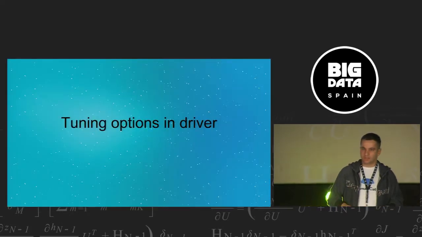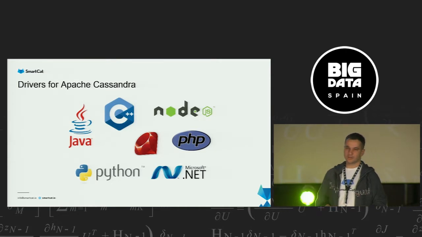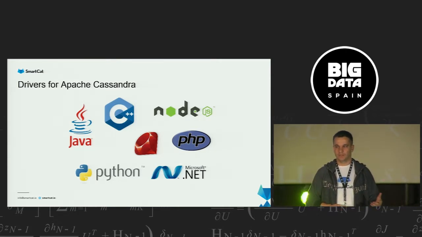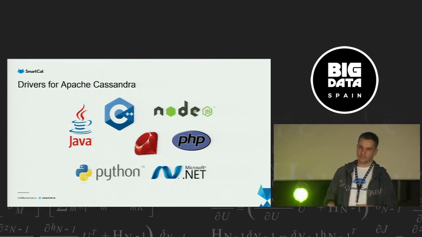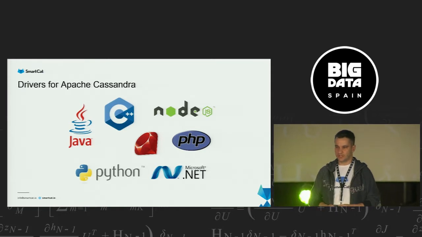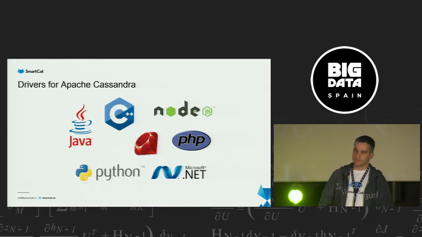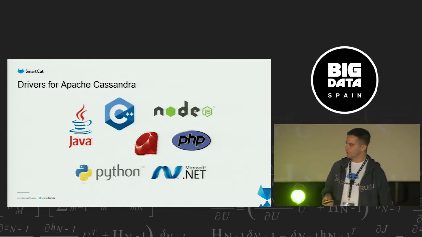So let's talk about tuning options. There are different drivers, first of all, and we are speaking here about the Java driver because the Java driver is the most mature one. People in the field a lot of times are choosing the Java driver. Cassandra is a database written in Java, and it makes sense to use the Java driver, and it has most of the features. But you can find the things that I'm talking about in different drivers as well.